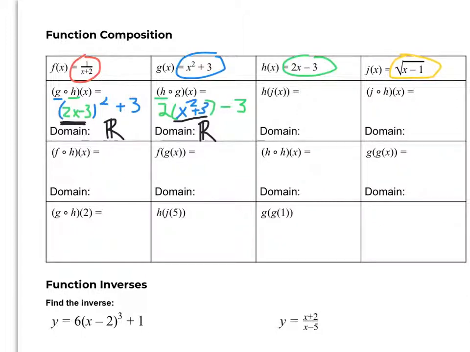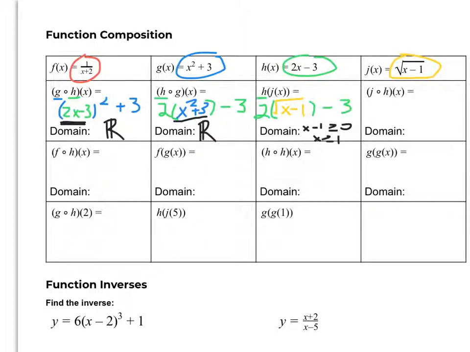Now we're going to do, this is the same notation right here. H is on the outside, so 2 times something minus 3. And then j of x is on the inside now, so square root of x minus 1. Well, I have a square root, so I need what's under the square root, aka x minus 1, to be greater than or equal to 0. So my domain is x greater than or equal to 1.